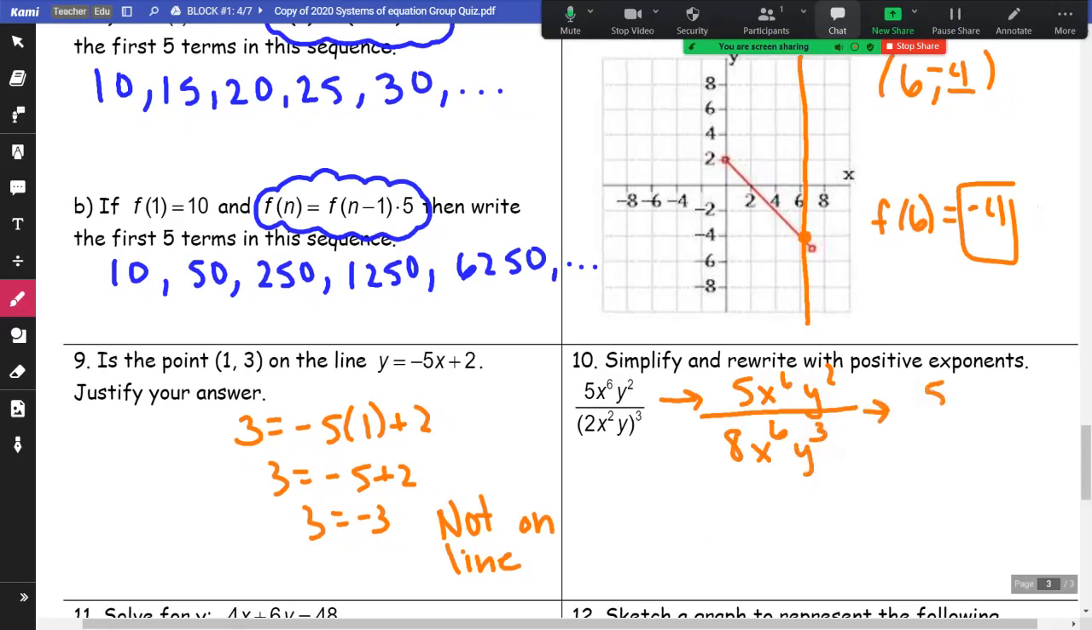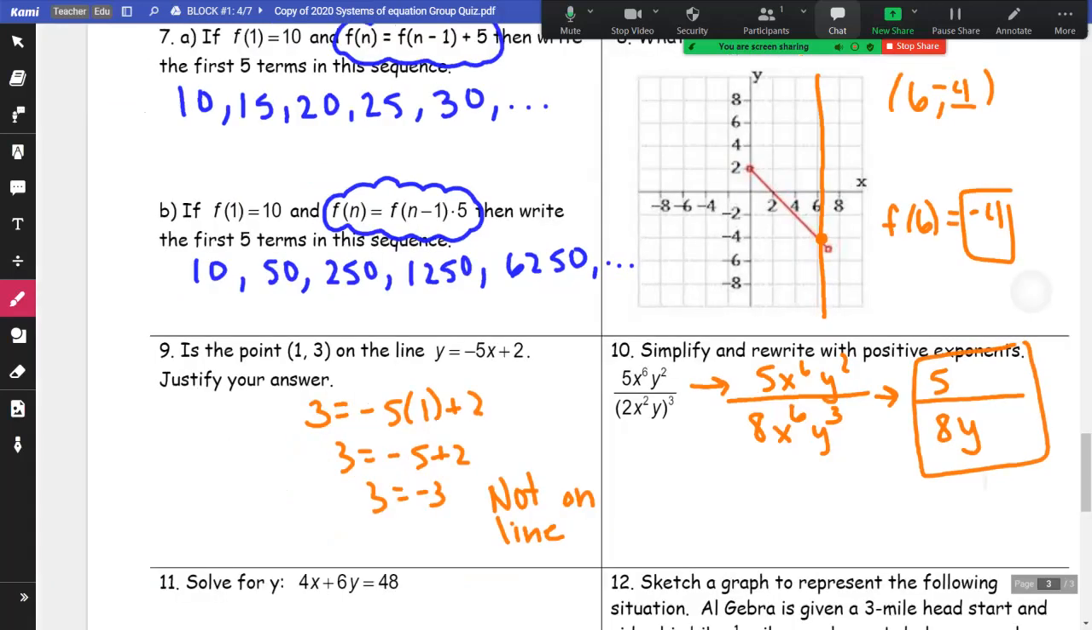Okay, so I'm going to have a 5 on top and 8 on bottom. With my x's, I have an x to the 6 on top and an x to the 6 on bottom, so those are going to cancel. They make really a 1. I have a y squared on top and a y cubed on bottom. I'm going to have a y on bottom. And that's my answer, 5 over 8y.